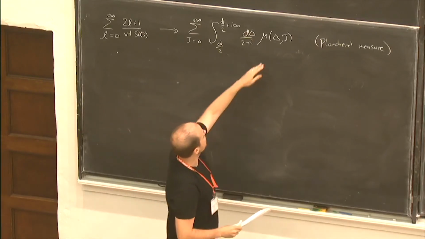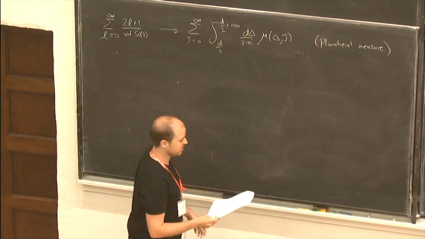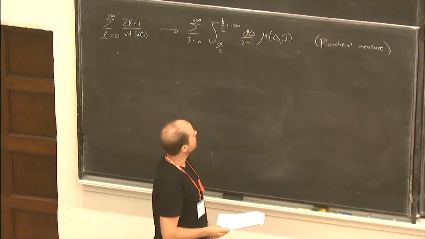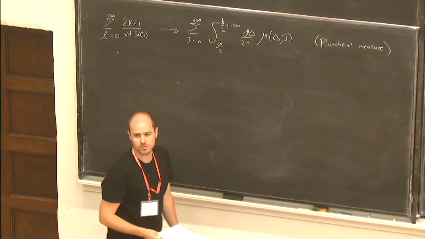I failed to copy down the expression for mu of delta j into my notes, so unfortunately I don't remember it. I'll try to write it on the board next time. It's some explicit ratios of gamma functions.